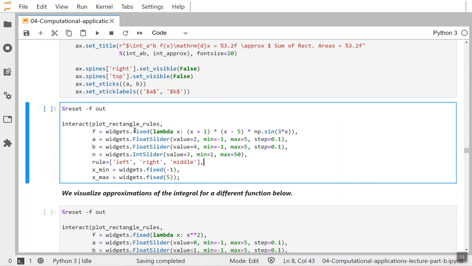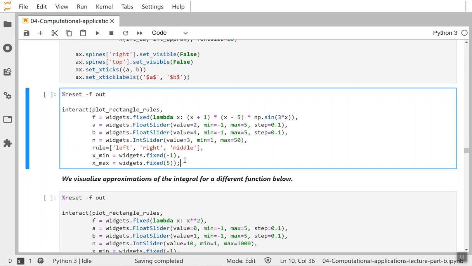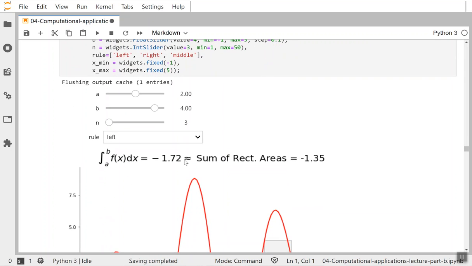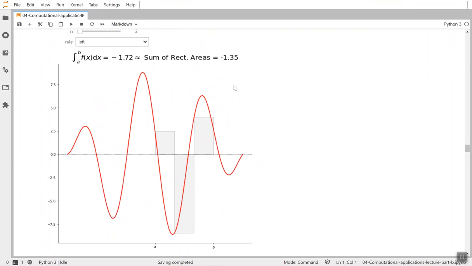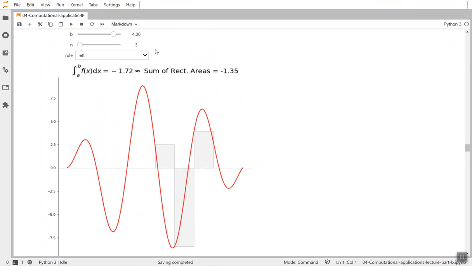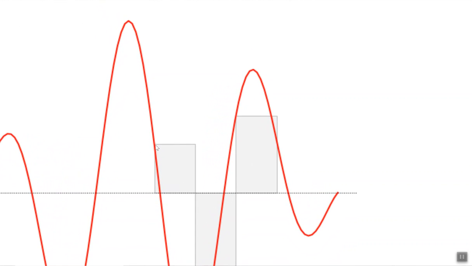So I fix the function, and I'm letting other things vary. I'm fixing values for the plotting as well. So let me run this. And let me again zoom out a little bit so you can see the whole shebang here. So when n is 3, which is my default, you see 3 rectangles. And you notice the value of the function that it's choosing for the height of the rectangle is at the left endpoint of this subinterval.